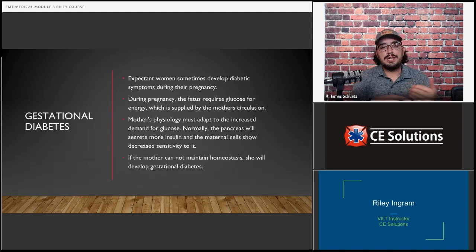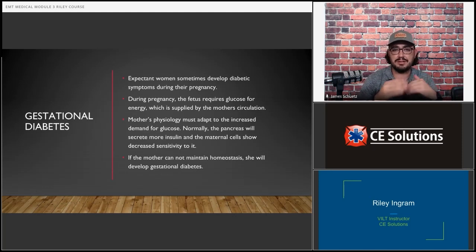All right. And then let's get into gestational diabetes. Not uncommon. This is a pretty common one as well. Expectant women sometimes develop diabetic symptoms during their pregnancy. During the pregnancy, the fetus requires glucose for energy, right? It's a human. It may look like an alien, but it's not. It's actually a human, which is supplied by the mother's circulation.